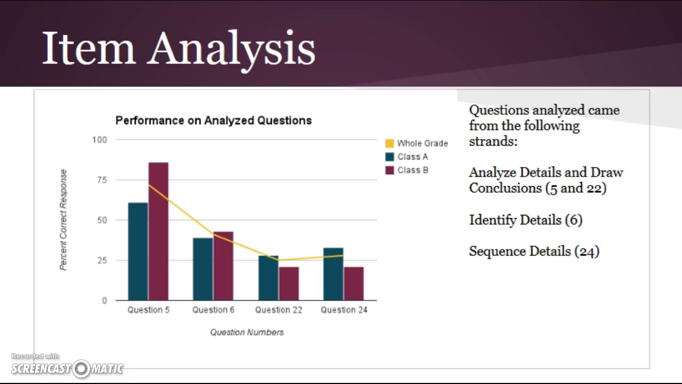We chose 4 questions to analyze closely. 3 of the questions were questions that students struggled with across the board, and 1 question, question 5, we chose because there was such a big difference in the responses between Class A and Class B. The questions came from 3 different strands. Analyzing details and drawing conclusions, that was questions 5 and 22. Identifying details was question 6. And sequencing details was question 24.